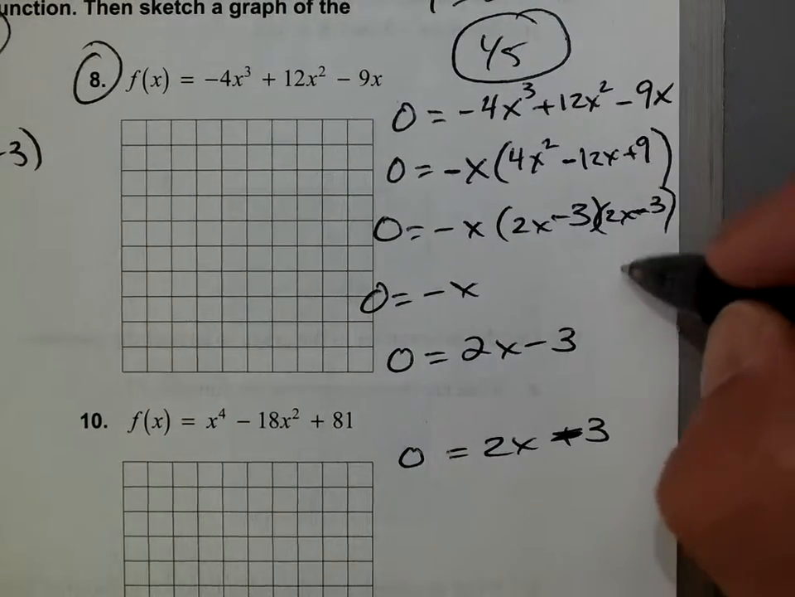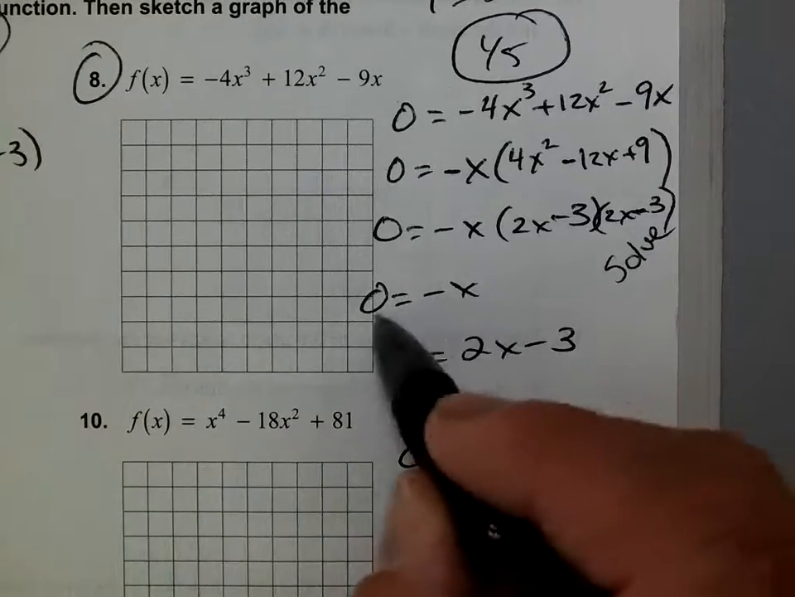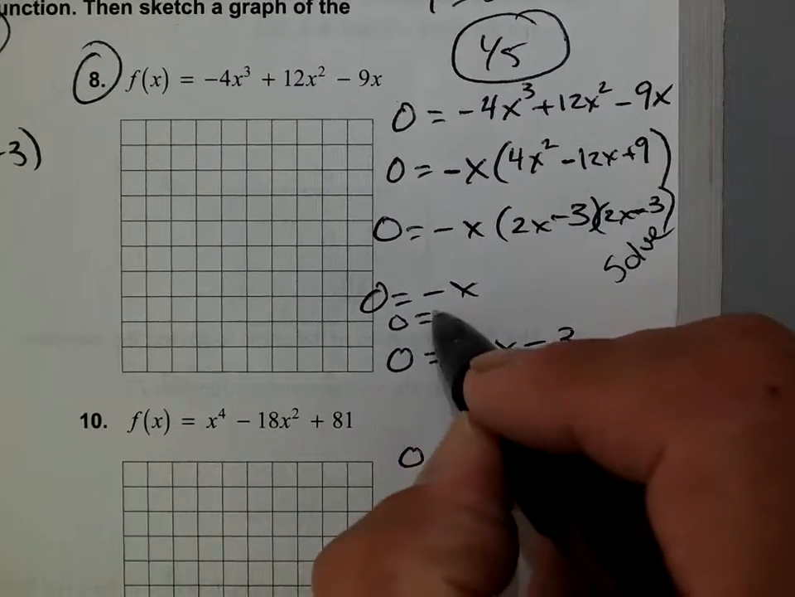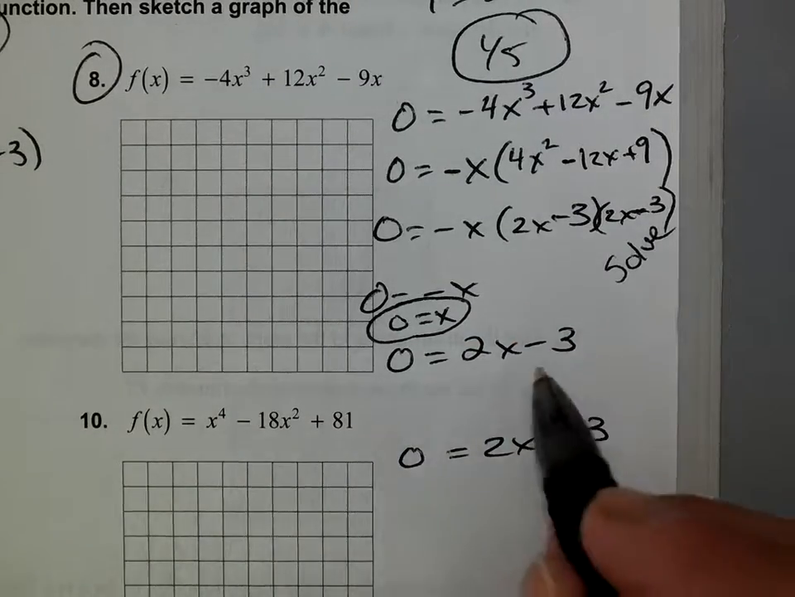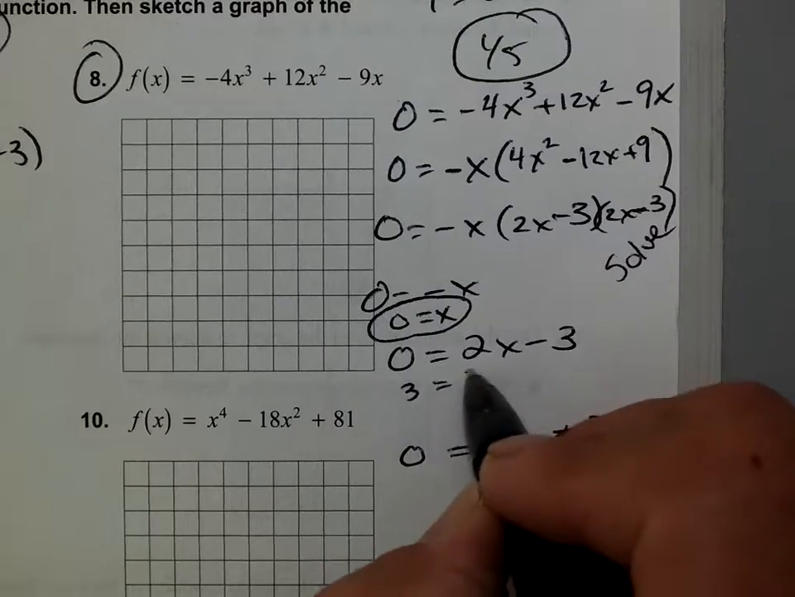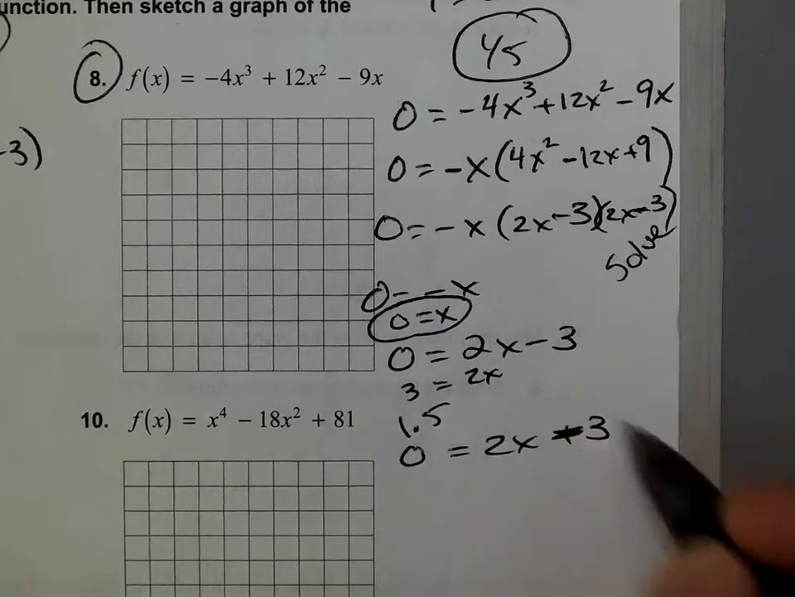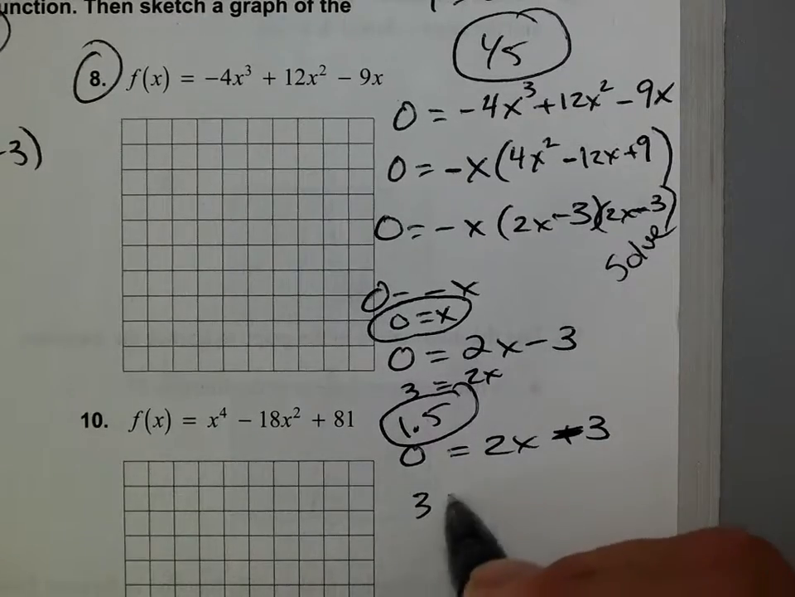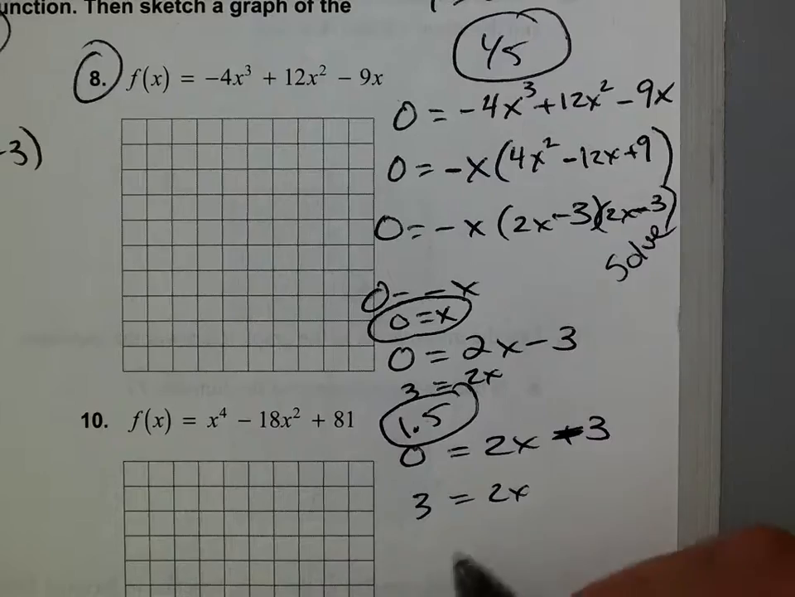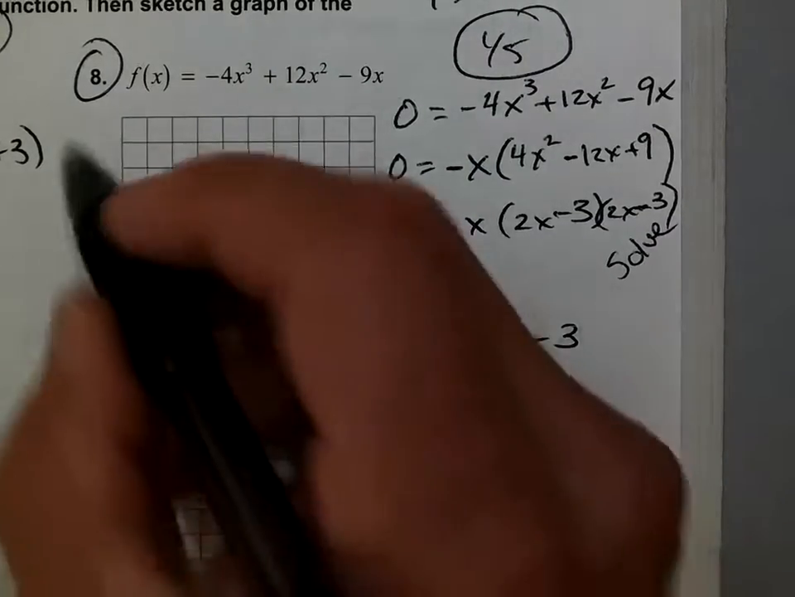So let's solve these. That's solved, x equals 0. Plus 3, plus 3. Divide by 2, I got 1.5. Plus 3, divide by 2, I get a 1.5. Okay. Now graph in number 8.